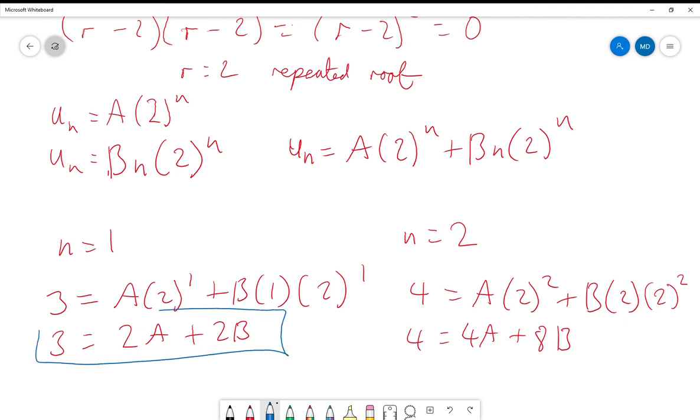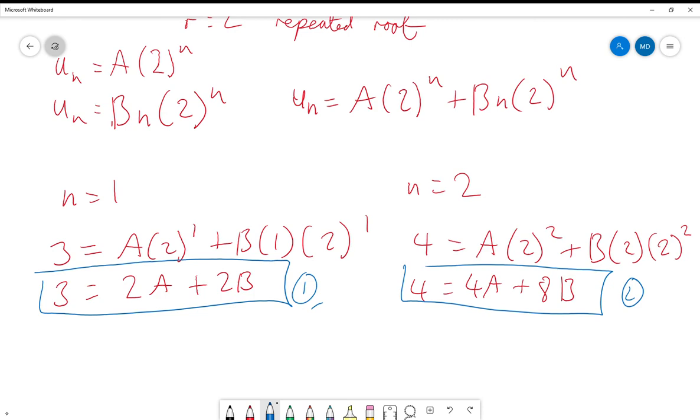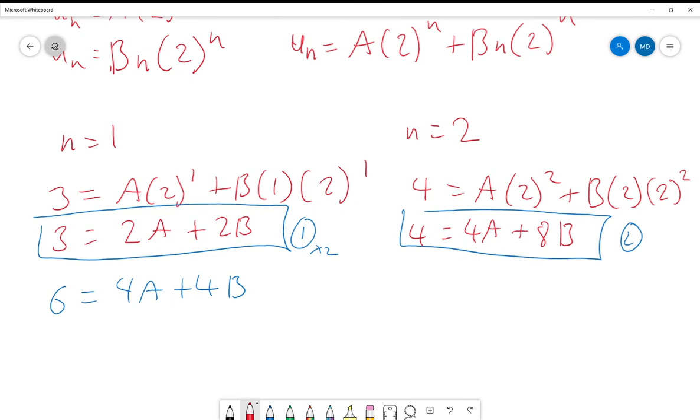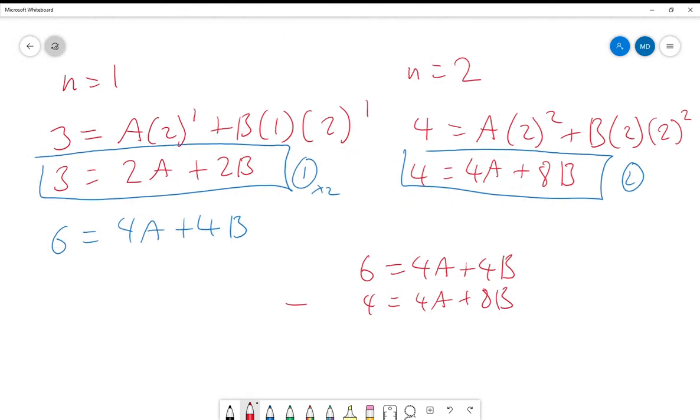Now here I've got one equation and another equation with two unknowns. This is simultaneous equations. Call that equation 1, we'll call that equation 2. What I want to do is multiply equation 1 by 2, and we get 6 equals 4a plus 4b, and then I'm going to subtract these equations. 6 equal to 4a plus 4b, subtract 4 equal to 4a plus 8b, and we get 2 is equal to negative 4b. And so b is equal to negative 1/2.